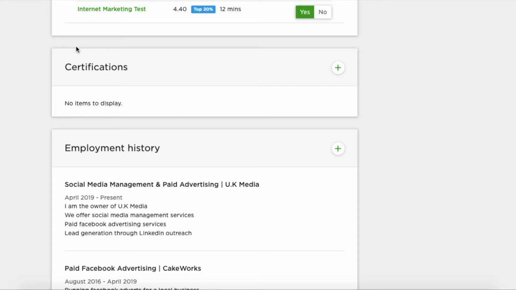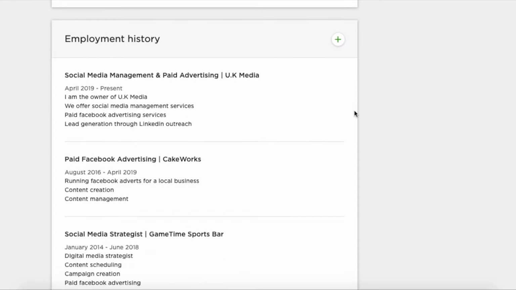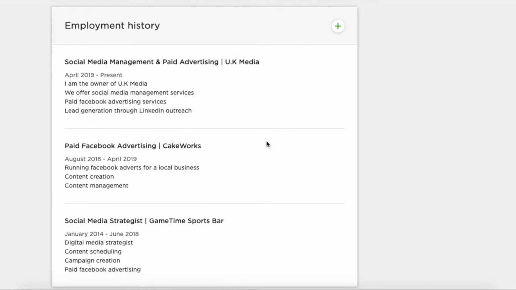Now, I don't have any certifications I could have put there, but if I did, I would obviously fill that spot up. And now, employment history, I have my UK media, social media marketing agency in here, which I'm doing presently. I have paid advertising I've done for a local client. I didn't get paid for the services. They did pay for the advertising fee on Facebook. They paid for whatever I spent, but they did not pay me to actually do the advertising.